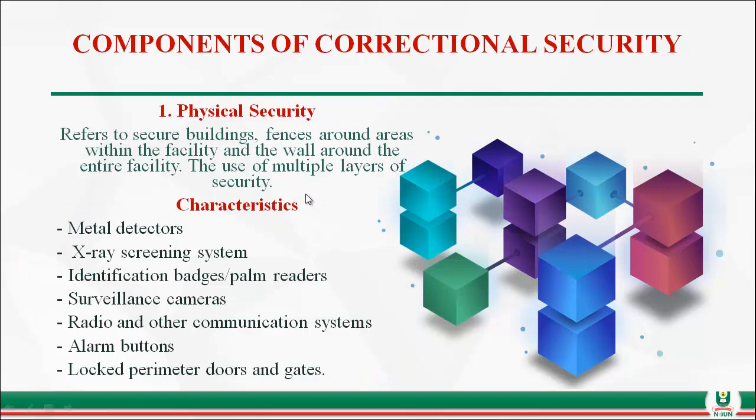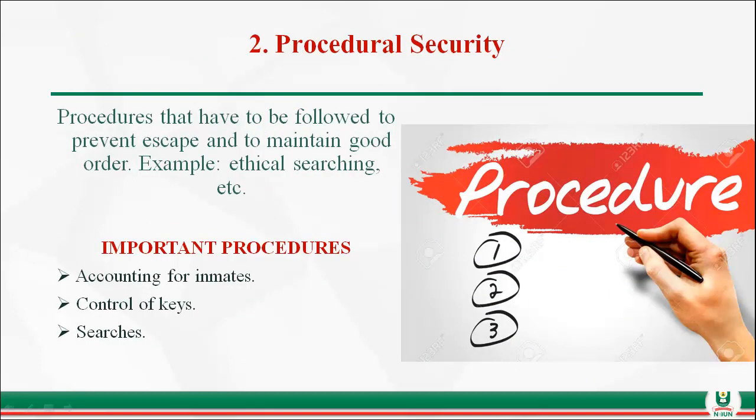Right, the next one is the procedural security. Now we're looking at the components of correctional security. We have talked about the physical security aspect of it. We're now looking at the procedural security. Here we are looking at those procedures that have to be followed to prevent escape and to maintain good order. Example: ethical searching. All right, inmates have to be searched as they come in and as they go out. The important procedures are accounting for inmates. All right, there must be head count. For instance, if one prison official is handing over inmates to another, the inmates have to be counted.